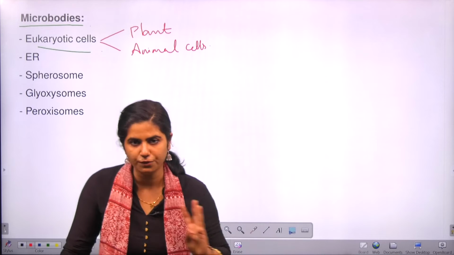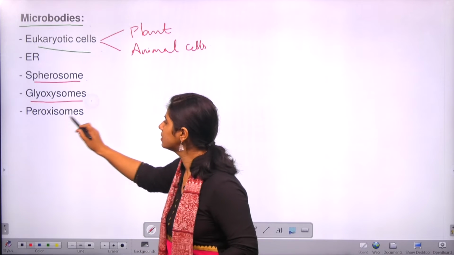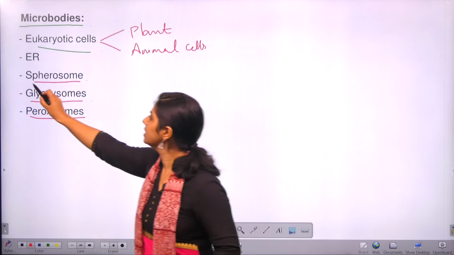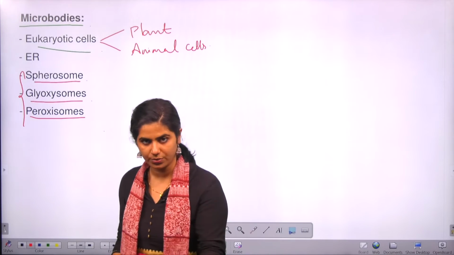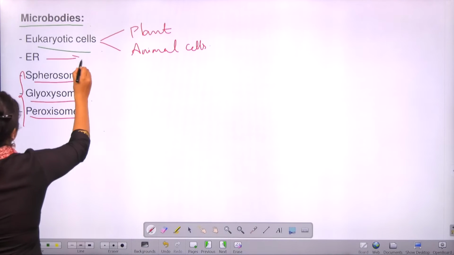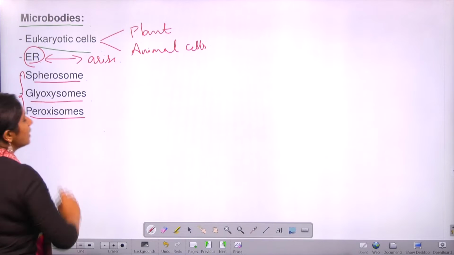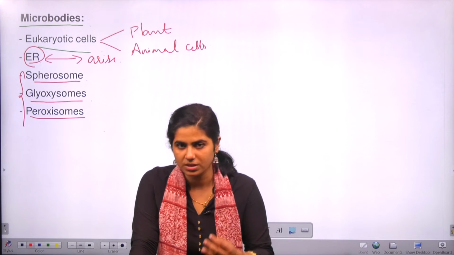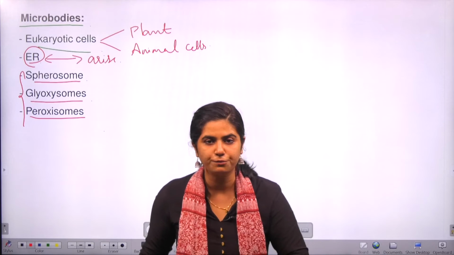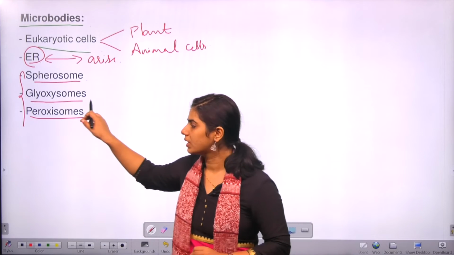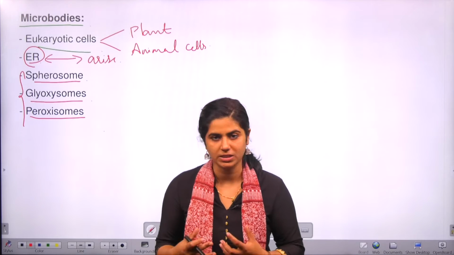And now what are the different types of microbodies? There are mainly three types of microbodies: spherosomes, glyoxysomes and peroxisomes, and these three microbodies arise from the endoplasmic reticulum. So microbodies are present in eukaryotic cells, both plant cell and animal cell.